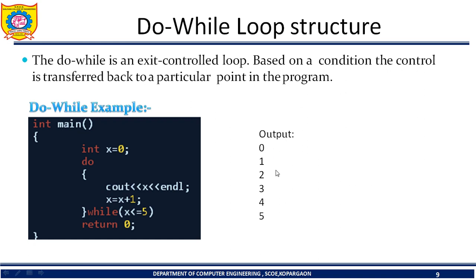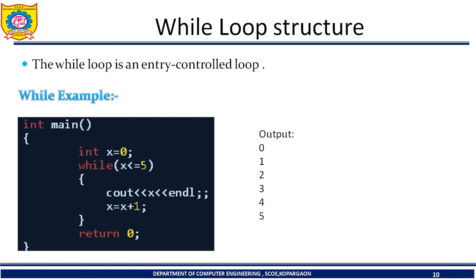That means in a do while loop, the statements get executed at least once and then we check the condition, but in a while loop, we first check the condition and then we execute the statements. That is the main difference between do while loop and while loop.